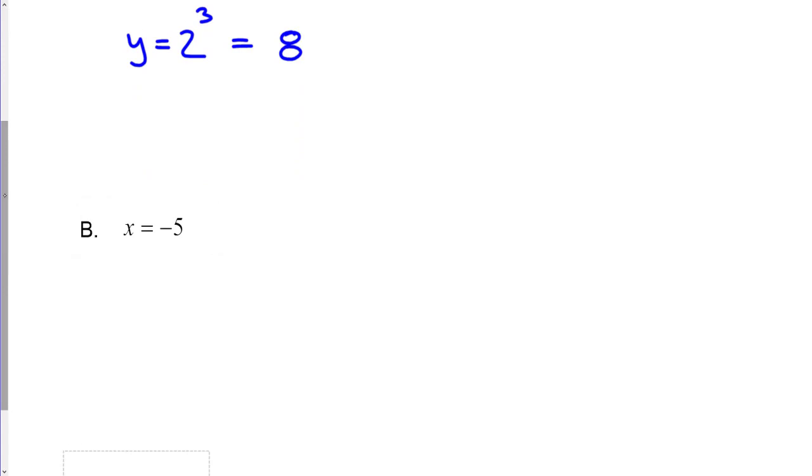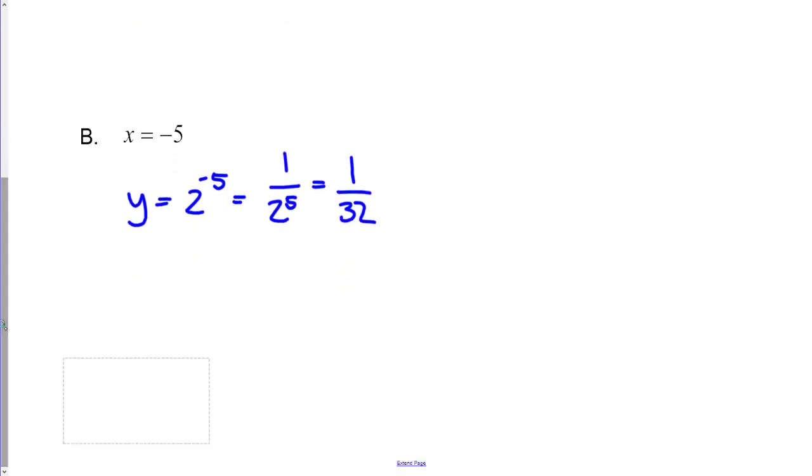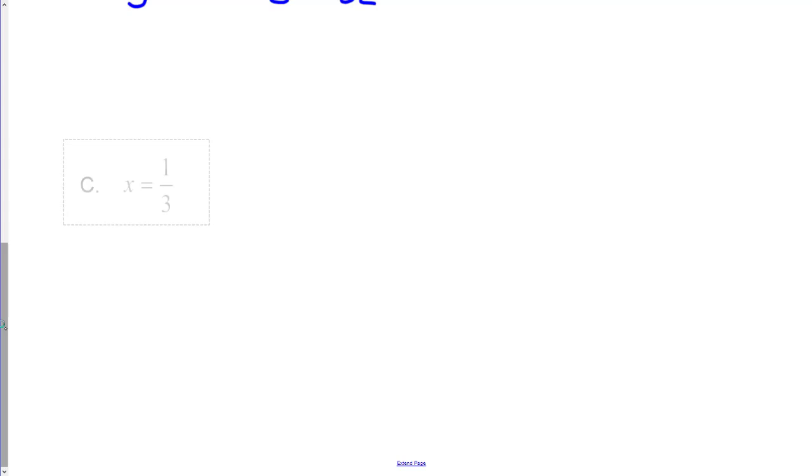Right, when x is equal to negative 5, then I would be evaluating 2 to the negative fifth power, which, as I mentioned in the last slide, is evaluated by doing 1 over 2 to the positive fifth power, or 1/32. Lastly, x equals 1/3, so this would be y equals 2 to the 1/3 power. And when you raise something to the 1/3 power, what you're asking it to do is find the cube root of that particular number.